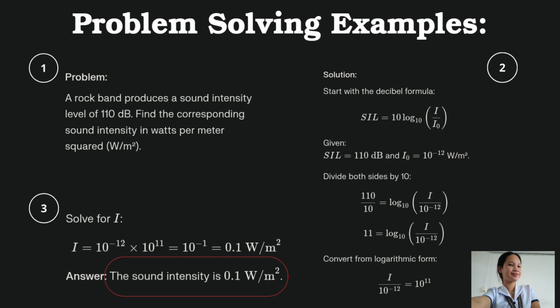You can explain at the end that 0.1 watts per square meter is very intense. It matches how loud a rock concert feels, which is why people usually wear ear protection. So that's all for the problem solving.